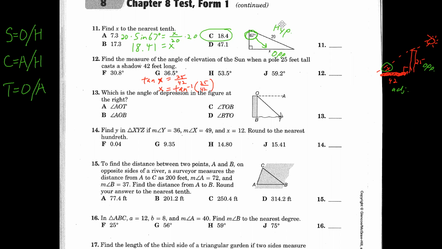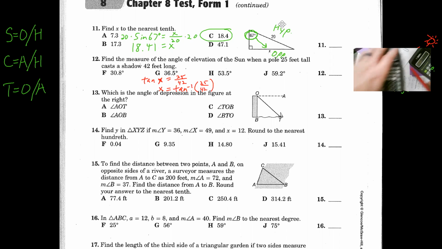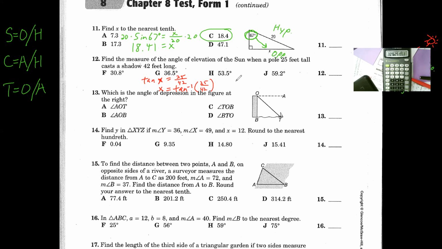Let me see if I can get my calculator up there on the screen. So again, as you're doing this one, we have 25 over 42. You can do that one of two ways. Either actually type in 25 divided by 42. If you do it this way, you must hit equals first. So you already have the answer of 25 over 42, and then do inverse tangent, which is going to give us an answer of 30.76.